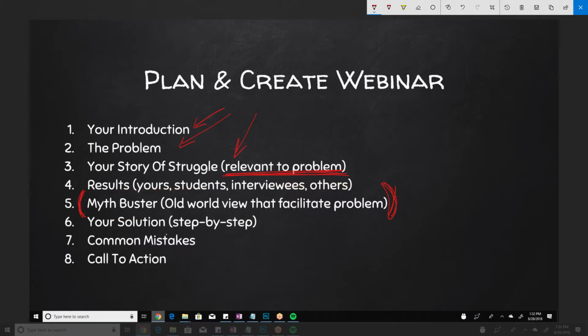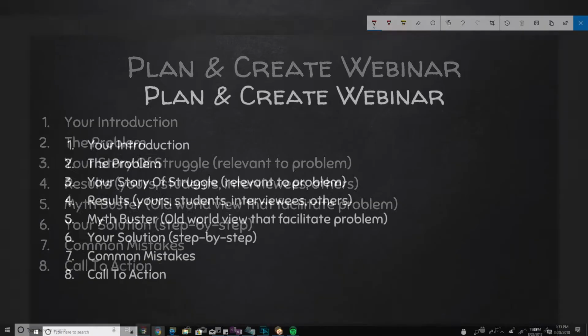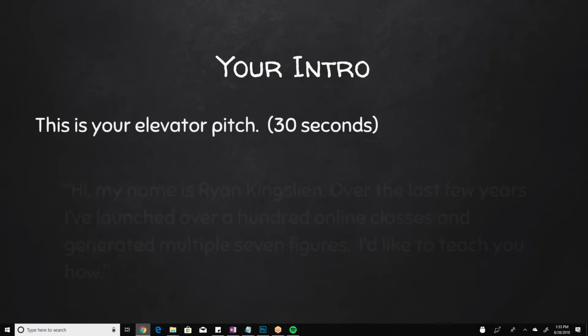Then you explain your solution, common mistakes they make, and you have a call to action. That's it, right? 8 simple steps for you. So let's unpack these simple steps and see if we can't tell them a little bit more.